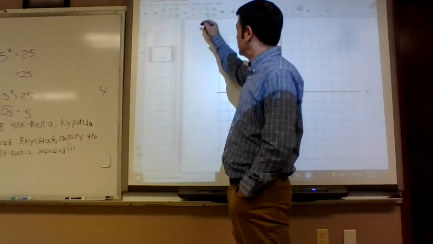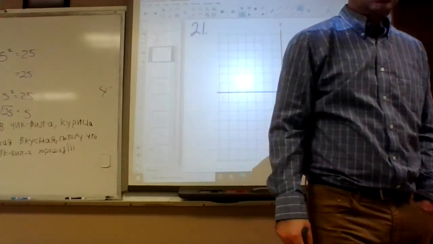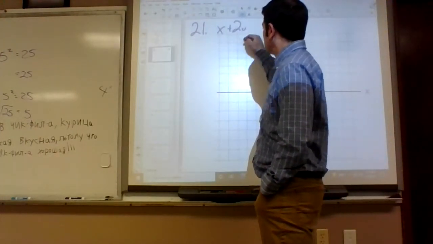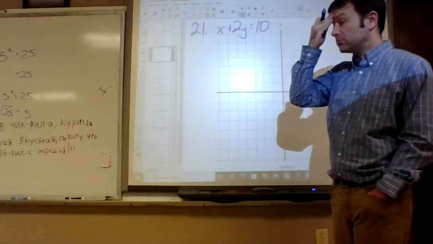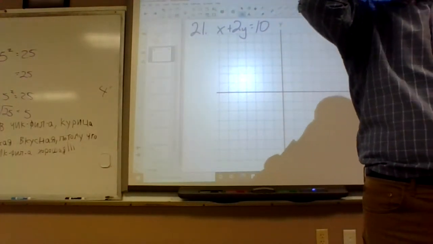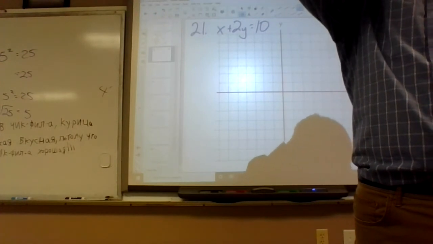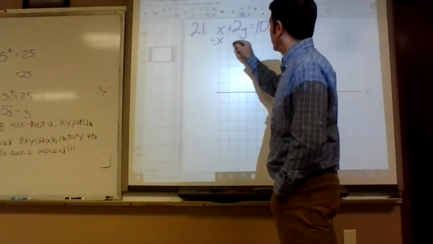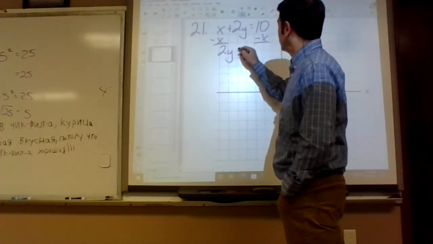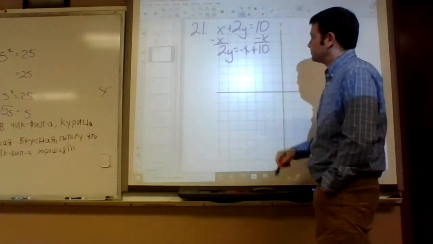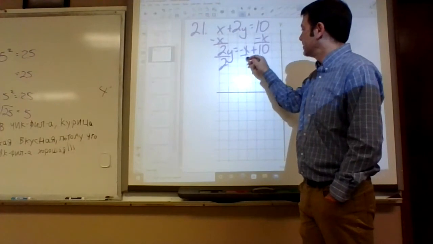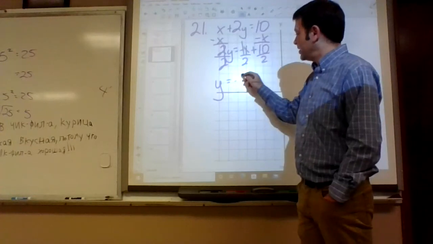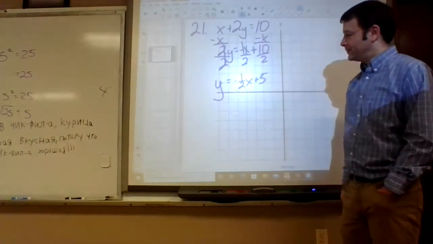Okay, one more, 21. It says x plus 2y equals 10. All these problems are graphing, yes. What should I do first? Minus x. Divide by 2. One half. Okay, right, there's an invisible 1 there, so that's -1/2 x plus 5.